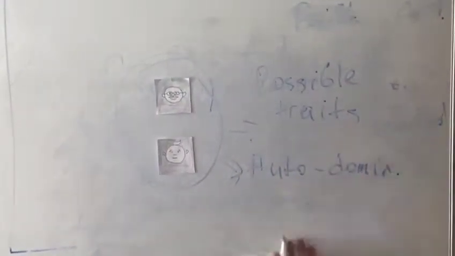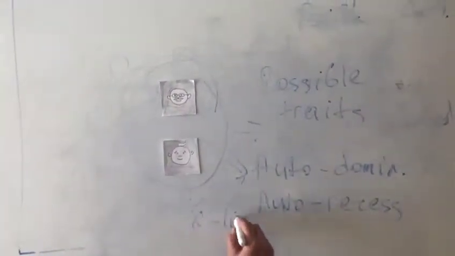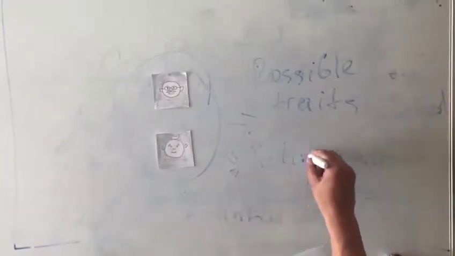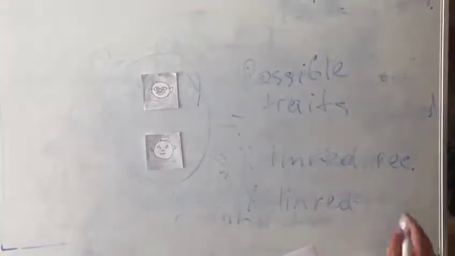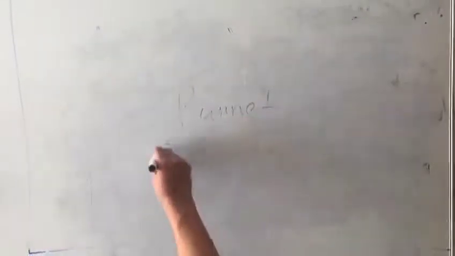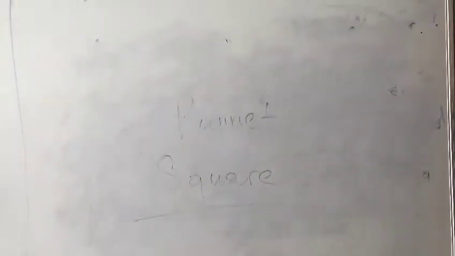Due to autosomal dominance, autosomal recessive, X-linked dominant, X-linked recessive, Y-linked traits, we find all these with the help of a Punnett square. Well, as we have enough information about pedigree, let's solve a problem.